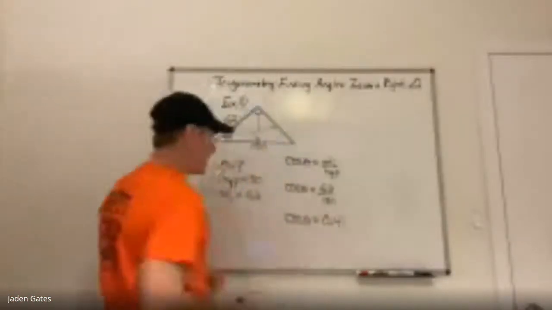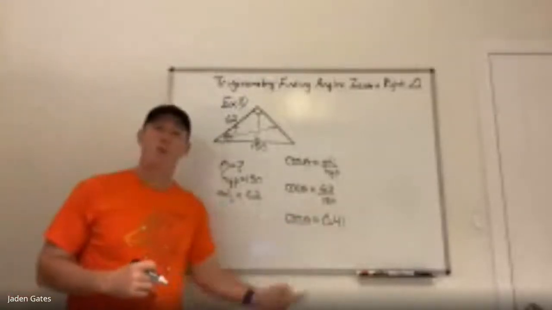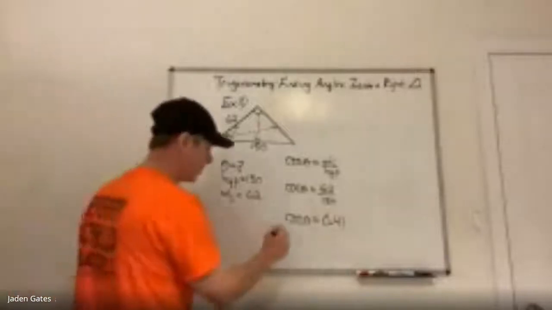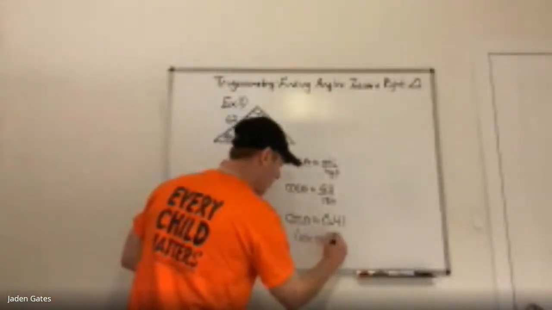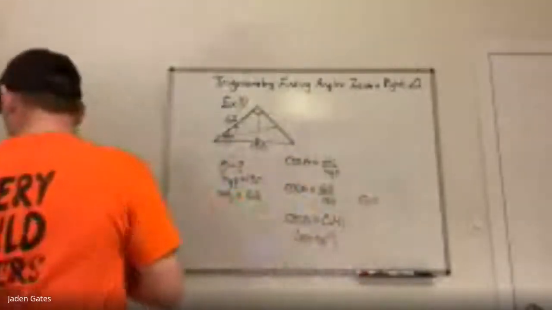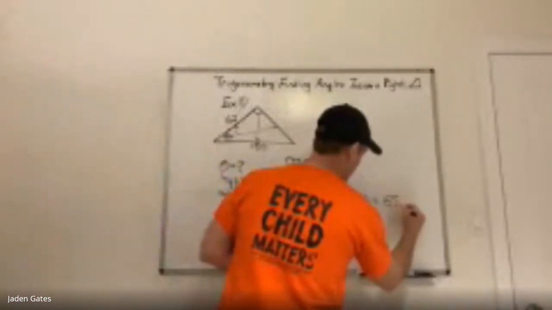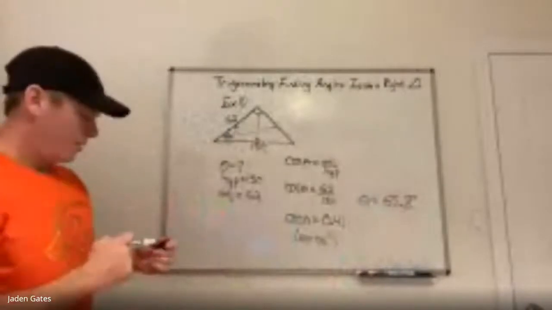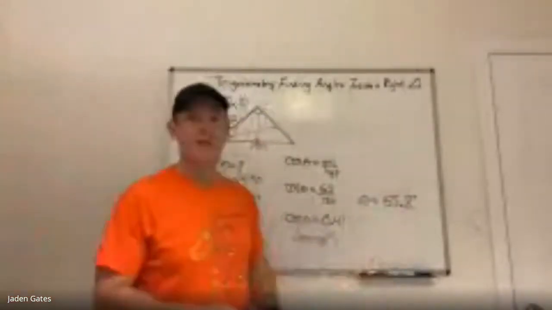All right, and then for our last example here, we have the cos ratio. We want the angle, so this time again, I'm going to use cos inverse. Again, you got to be able to type that into your calculator, figure that one out. And I get my angle to be 65.8 degrees.